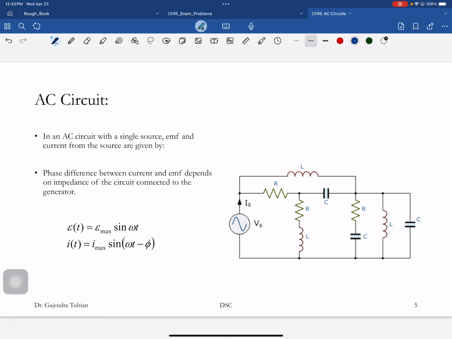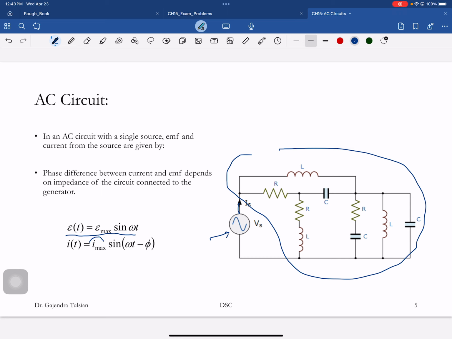All right, here's what this chapter is about. You're going to connect this device to your AC source. And these are the two things you want to know. This is the AC source you've connected, and what you want to know is what is the current that is being drawn. There are two things about the current. You want to know the amplitude of the current, and you want to know this thing called the phase factor. Those are the two things you want to know.